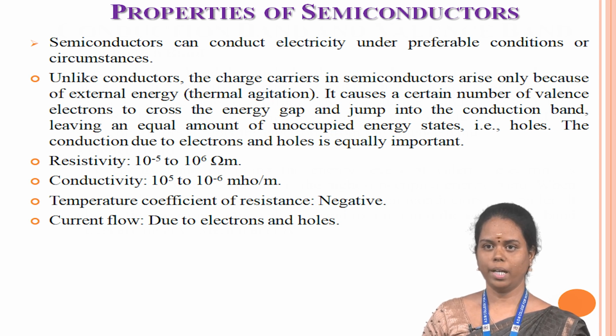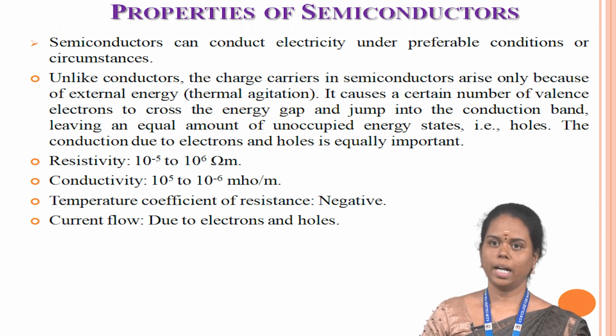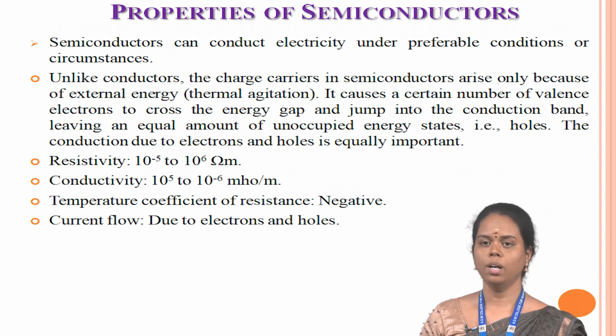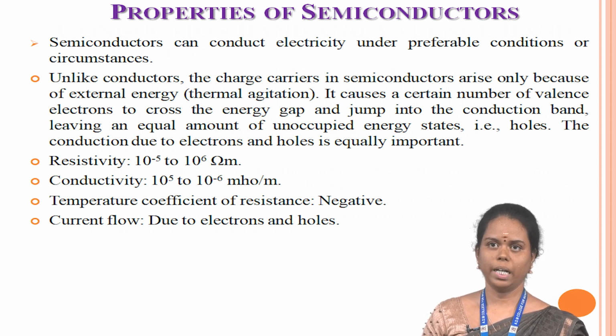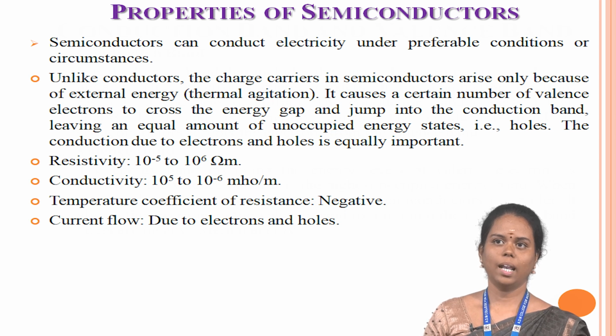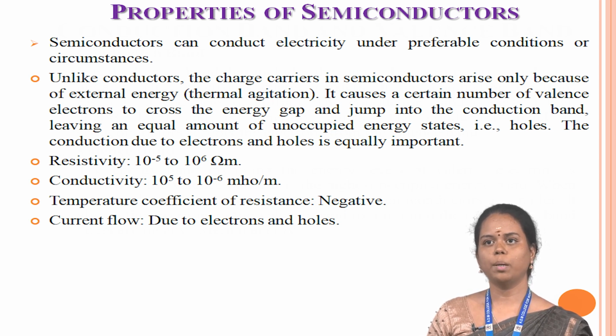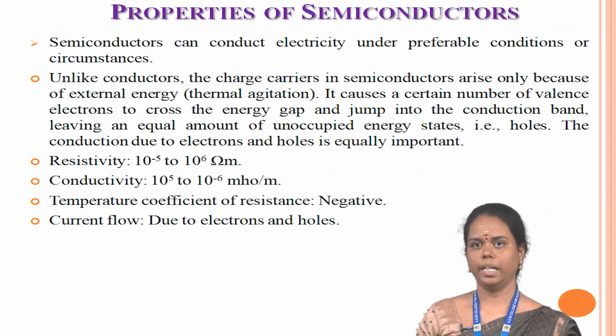Resistivity: 10 power minus 4 to 10 power 6. Conductivity: 10 power 5 to 10 power minus 6. The temperature coefficient of resistance is negative. Current flow is due to both electrons and holes. Some important properties of semiconductors: semiconductors act like insulators at 0 Kelvin. On increasing the temperature, they work as conductors.